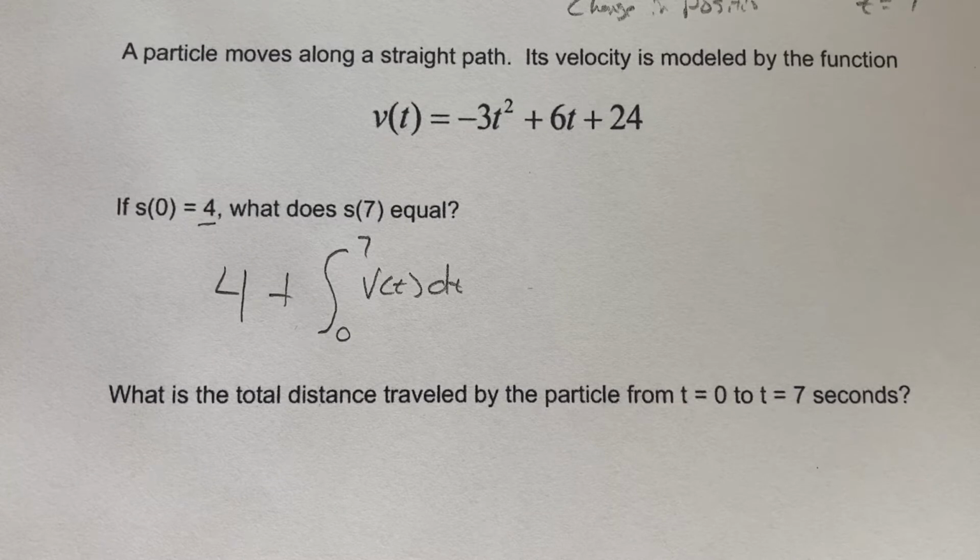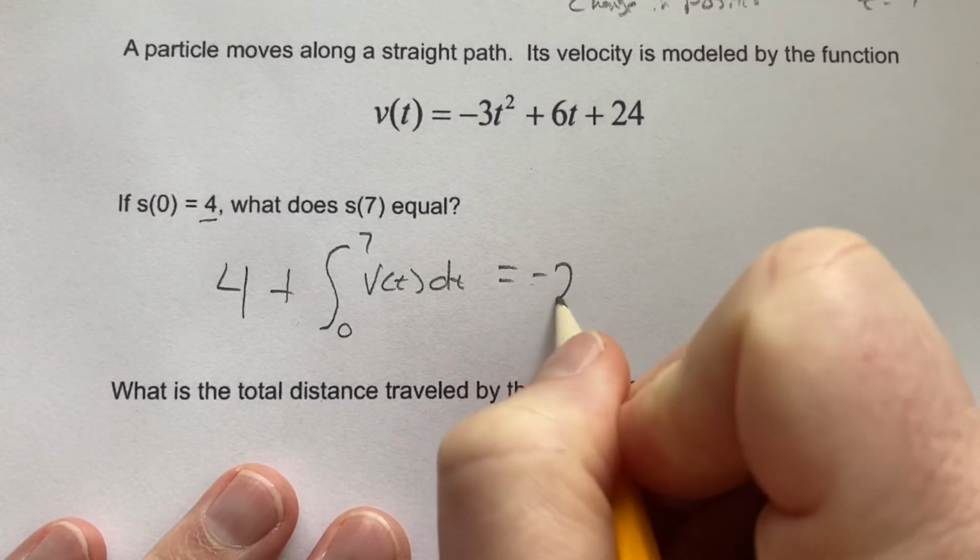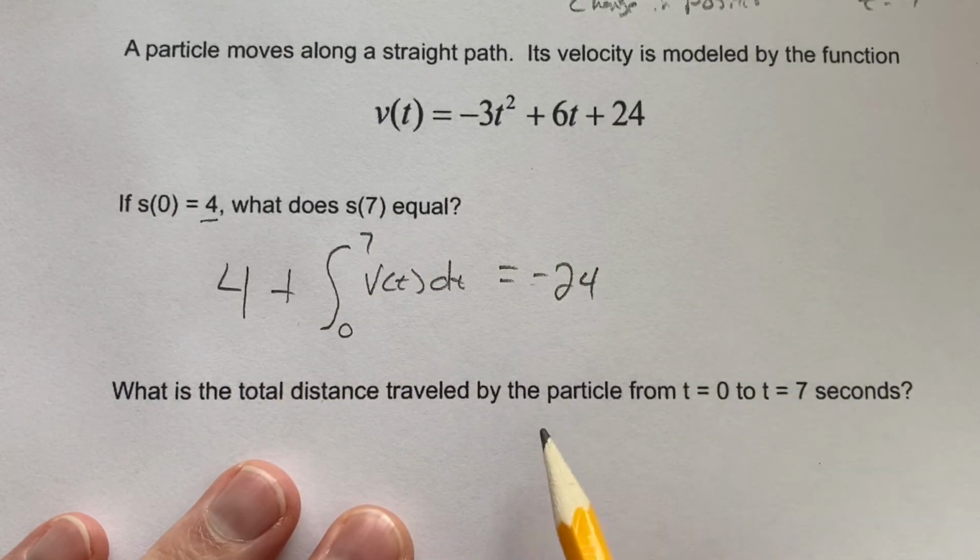So I take my calculator, go 4 plus math 9 from 0 to 7, and I type in negative 3x squared plus 6x plus 24. All right, and it gives me negative 24. That's my new position, the position at 7 seconds.